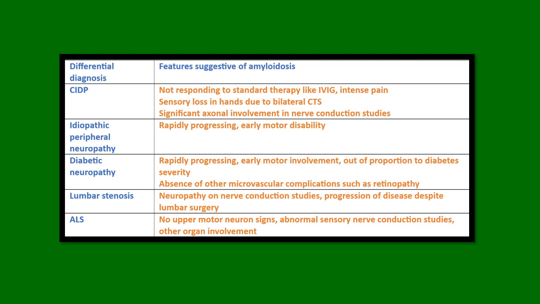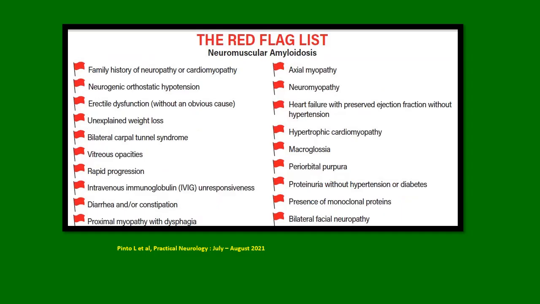This slide shows the common differential diagnosis for amyloidosis and differentiating features. Conditions include CIDP, idiopathic peripheral neuropathy, diabetic neuropathy, lumbar stenosis, and ALS. This list shows red flags in a patient with peripheral neuropathy that would suggest amyloidosis.